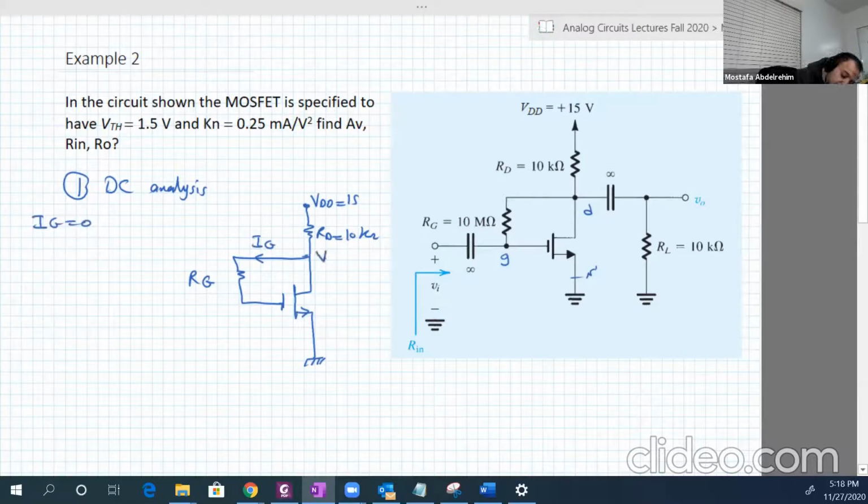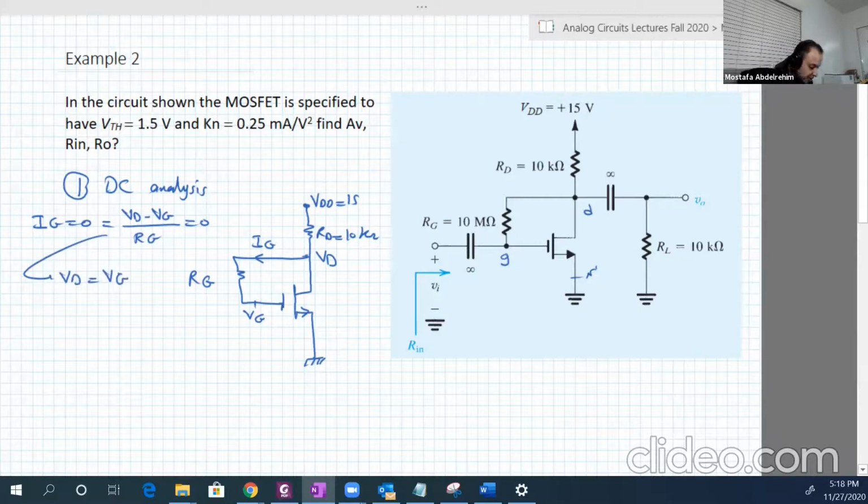And what is IG? IG is equal to VD minus VG over RG. Since it's equal to 0, from that, VD must be equal to VG. Since VD is equal to VG, VDS must equal VGS. We just added minus VS here and minus VS here, so we didn't do anything. So VDS must be larger than VGS minus V threshold. So we are working in saturation.